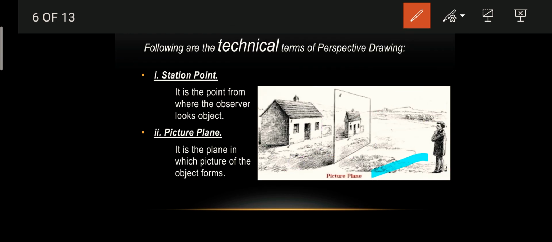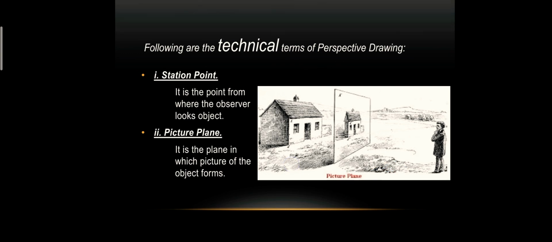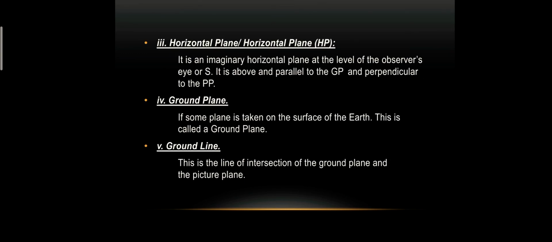Next, horizontal plane, or HP. It is an imaginary horizontal plane at the level of the observer's eye. It is above and parallel to GP and perpendicular to PP.